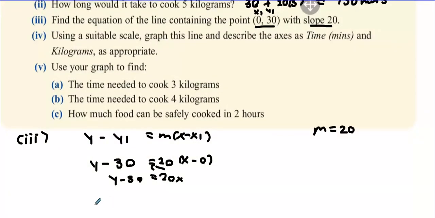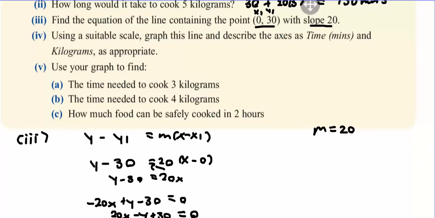Move it to the left. Minus 20x plus y minus 30 equals 0. 20x minus y plus 30 equals 0. Use a suitable scale, graph this line, and describe the axis as time and kilograms as appropriate. Using your graph, find the time needed to cook 3 kilograms, the time needed to cook 4 kilograms, and how much food can be safely cooked in 2 hours.